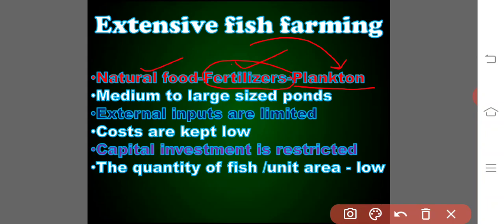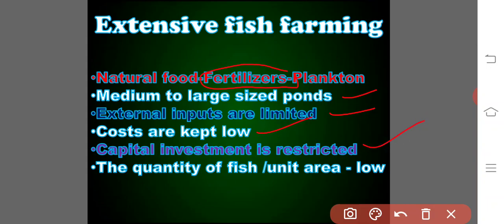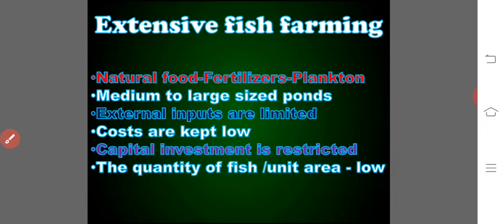natural food. So we will select medium to large sized ponds for extensive fish farming, and external inputs are very limited. Except the fertilizer, we may not add anything further. So it is low cost and low capital investment, and usually the yield of fish per unit area is also low in extensive fish farming when compared to the other semi-intensive and intensive fish farming methods. This is the extensive fish farming.